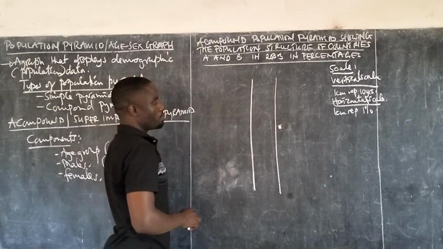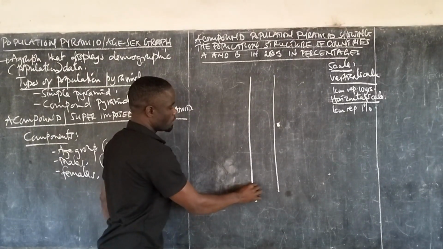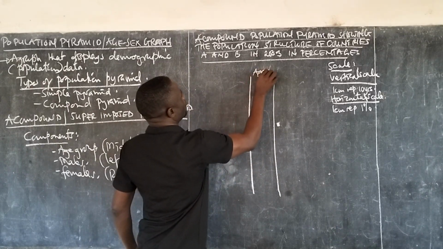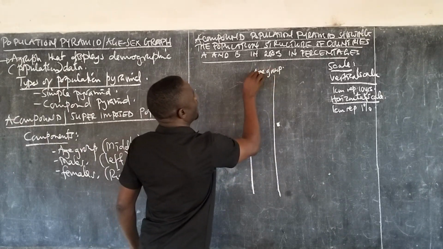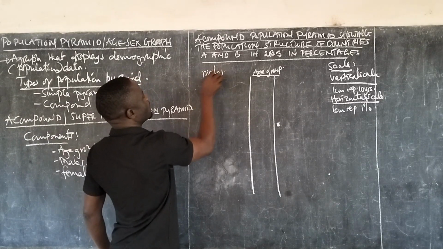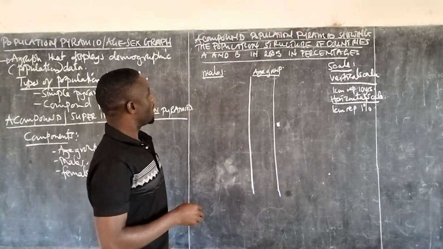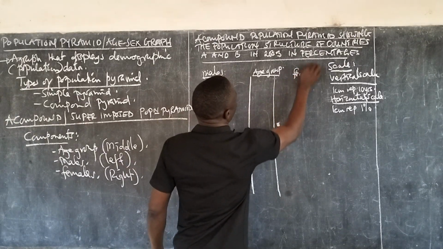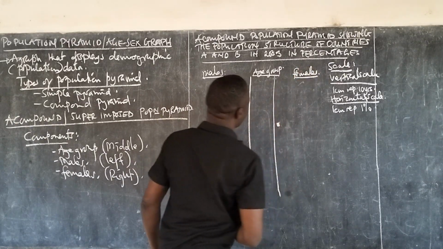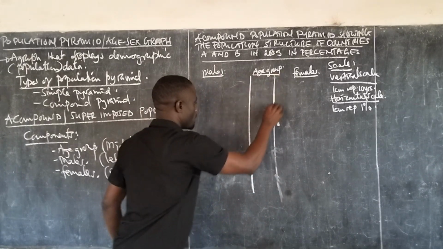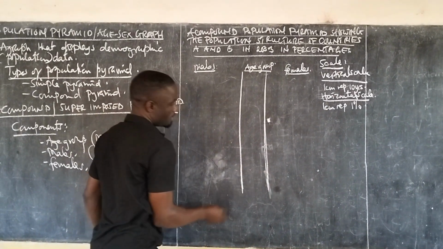These ones are going to be portraying the age group. Up here we put age group. As I told you, here we shall put males. Males are always plotted on the left hand side, and here we shall put females. Females are always plotted on the right hand side. You should use a ruler to draw straight lines.